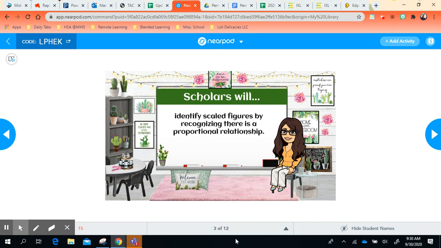Okay, so scale factor. We are identifying scaled figures by recognizing there is a proportional relationship. So yesterday what you guys did is you saw a figure and you were given the scale factor. On the side of the chart, it said your scale factor is 1, your scale factor is 2. Or it even said in the sentence, your scale factor is 1.5 and you need to figure out your new base, your new height, and your area and your perimeter, correct?